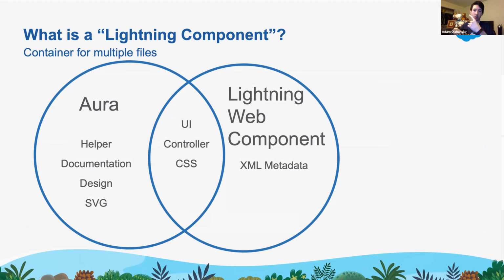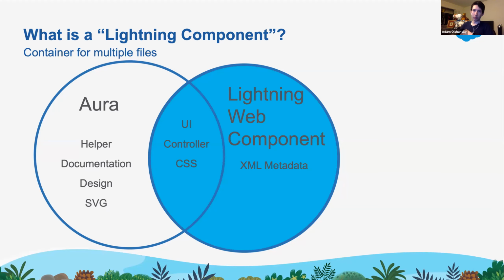I don't have to tell my component UI what controller to use because it's part of the bundle. So think of it as like a folder on your desktop where all the files know about each other already, right? So I can have a UI file, I can have a controller, I can have a CSS, I can have an XML file. They all know about each other. I don't have to say, hey, UI, go talk to this controller because it already knows which one to talk to. And again, we're going to be focusing specifically on the Lightning Web Component side.